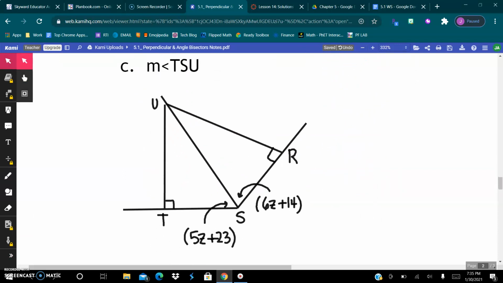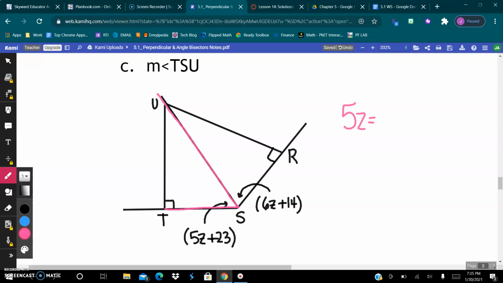And then here, the measure of angle TSU, which is this one here. Again, similar question, only we do not know the entire measurement this time, but we know that the one angle is 5z plus 23 and the other one is 6z plus 14. And we do know that those two angles are equal. So we can set up our equation here that these two are equal to each other.